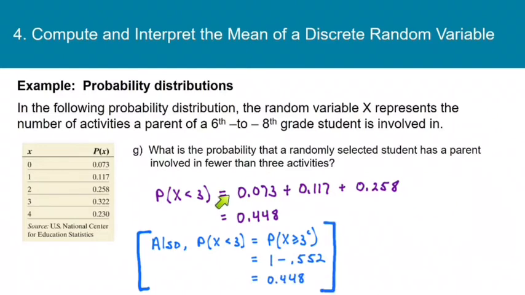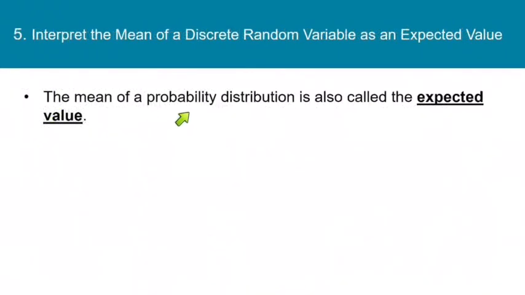So you can add the 3 numbers or you can subtract the other 2 numbers from 1. It's up to you, but I just want you to be on the lookout for chances to use your complement rule because sometimes that can save you quite a bit of time. Now the mean of a probability distribution is also called the expected value.